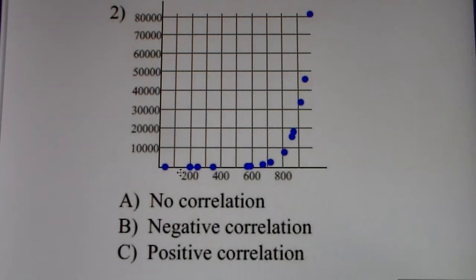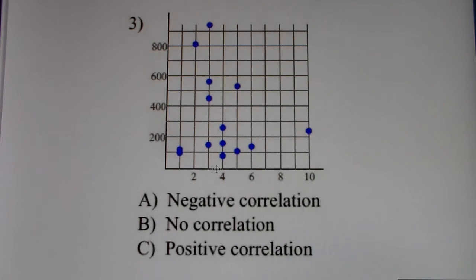Number 2: notice here our dots are going to the right, but they're also going up. So these dots are working their way up. So this is also a positive correlation. Number 3: here, it's hard to tell what they're doing. When it's hard to tell what they're doing, that means there's going to be no correlation. When there's just points all over the place, that's considered no correlation.